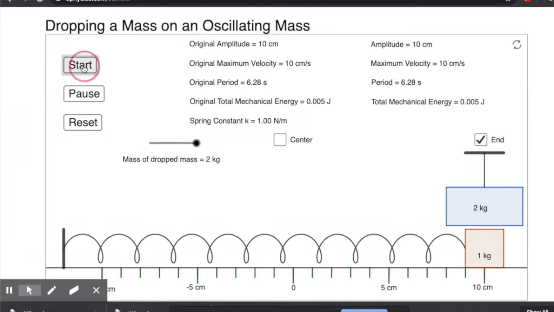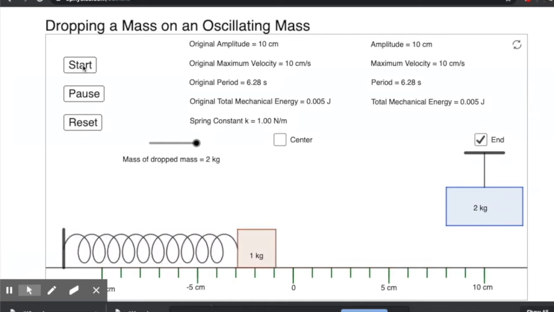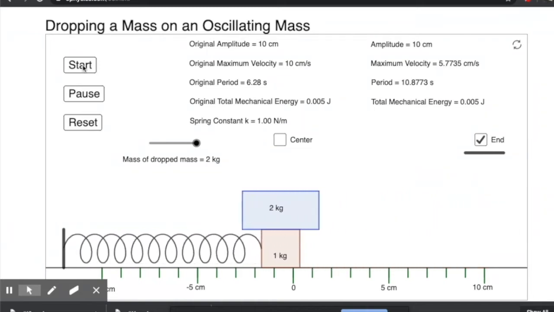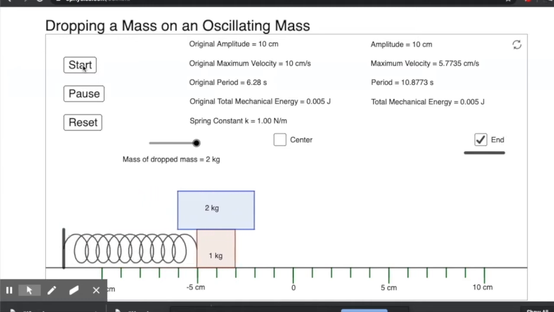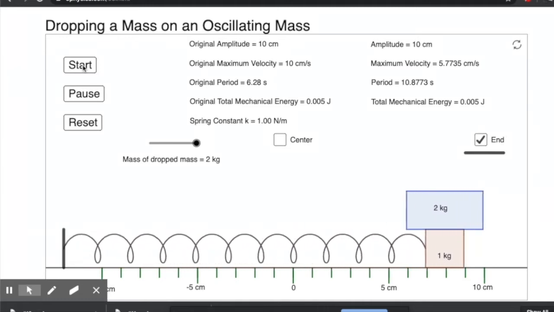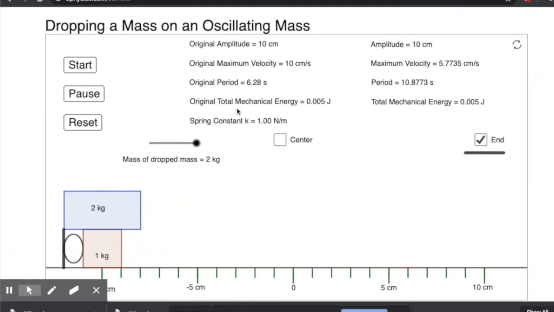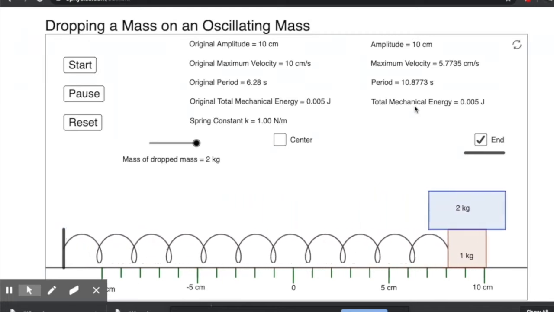All right, here we go. So I think just looking at it, we can observe a couple of important things. It's definitely now taking longer to go back and forth, and so the period increased. That makes a lot of sense.